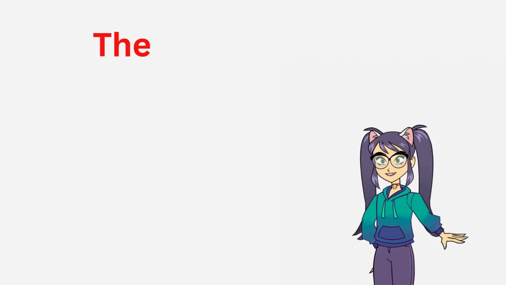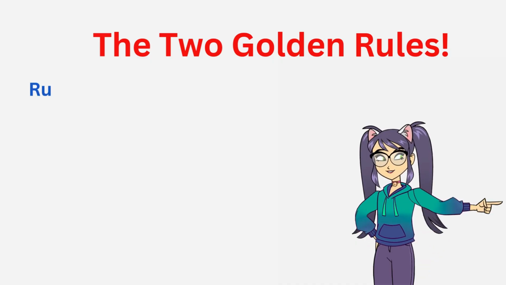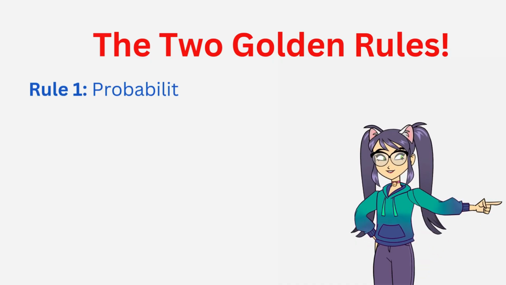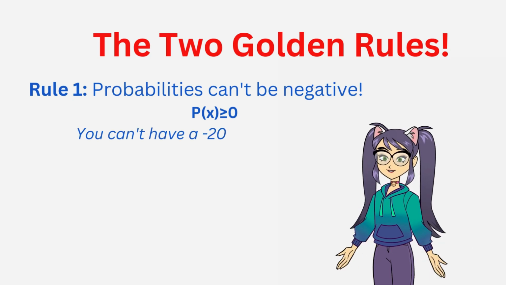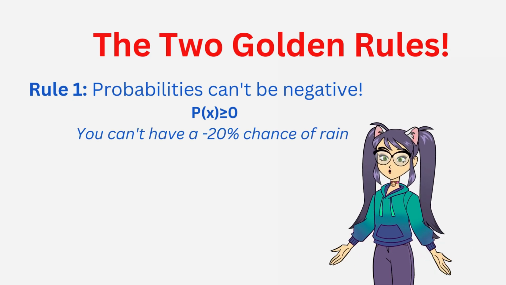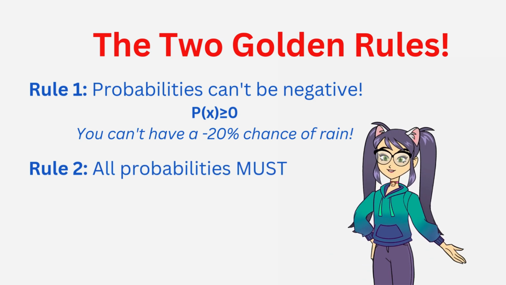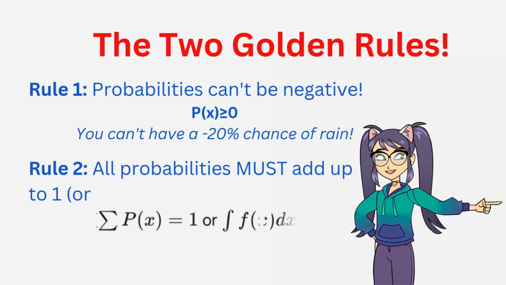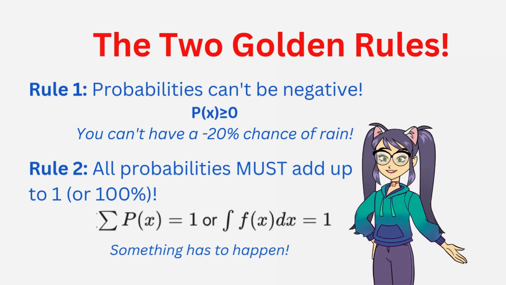possible. Now these distributions follow 2 very important common sense rules. Rule number 1, probabilities can never be negative. You can have a 0% chance, but you can't have a minus 20% chance of something happening, right? That makes no sense. Rule number 2, if you add up the probabilities of all possible outcomes, they must equal 1, or 100%. This just means something has to happen from the list of possibilities. These 2 rules keep everything logical.